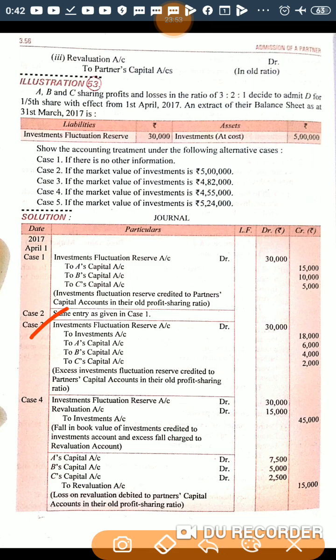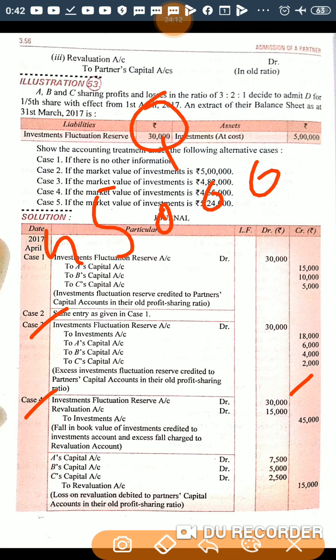So the journal entry in the fourth case: investment fluctuation reserve account is debited with 30,000, and the 15,000, because the fluctuation is 45,000. Out of this 45,000, 30,000 is met by this reserve. So investment fluctuation fund is debited with 30,000, and the rest of 15,000 is a loss. A decrease in asset is a loss for the business. So the actual loss due to decrease in market price is to be debited to revaluation account, and investment should be credited by 45,000, right? So this is the journal entry for investment in the fourth case.